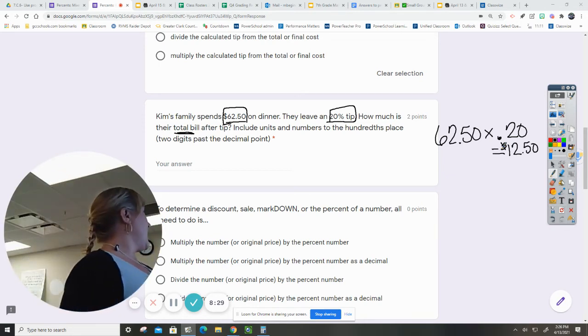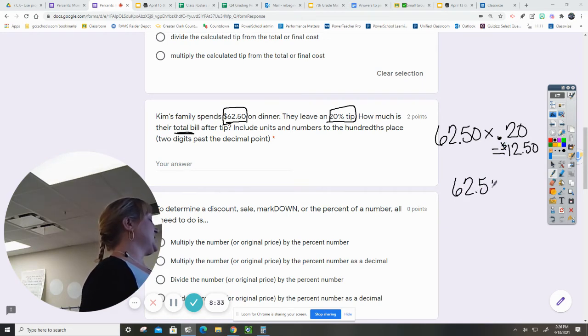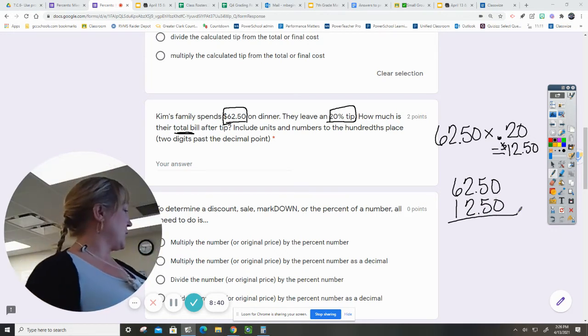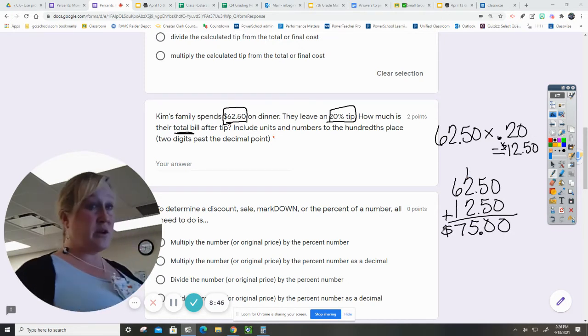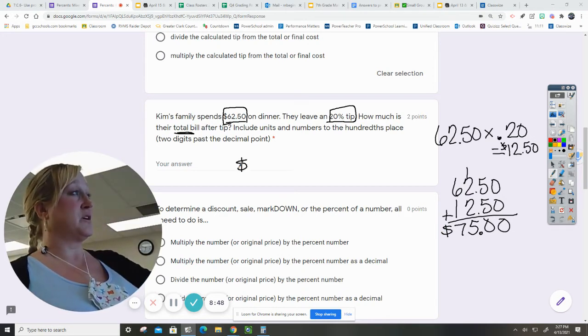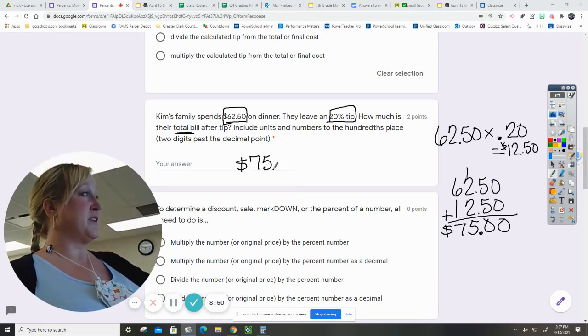That $12.50 is the tip that they add to the cost of dinner. So I have to now do step 2 and do $62.50, which is the dinner cost, and add the $12.50, which is the tip. There's lots of words for it. And you get that the whole dinner cost us $75. So you're going to type in here $75.